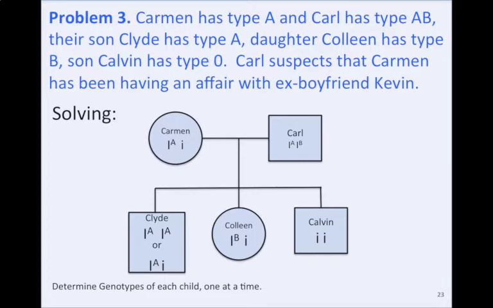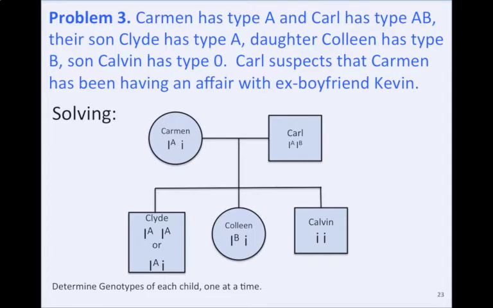When we look at Clyde, he has one IA allele. If his father gave him the IA allele, then Clyde could have received from the mother either an IA allele or a little i allele. So we don't know if Clyde is homozygous or heterozygous, and that's the correct answer to put down.